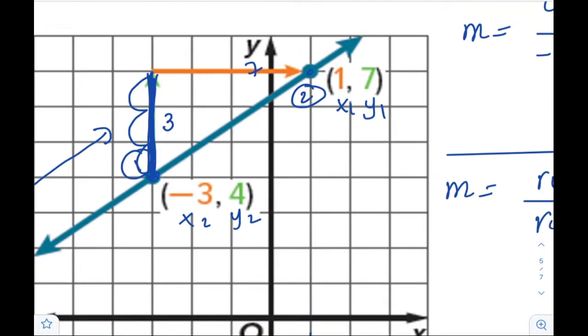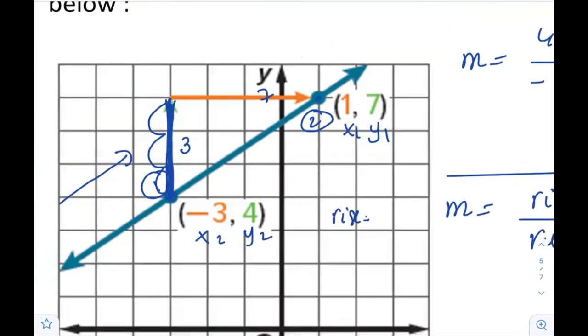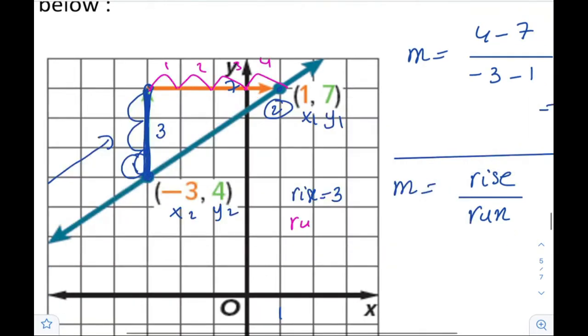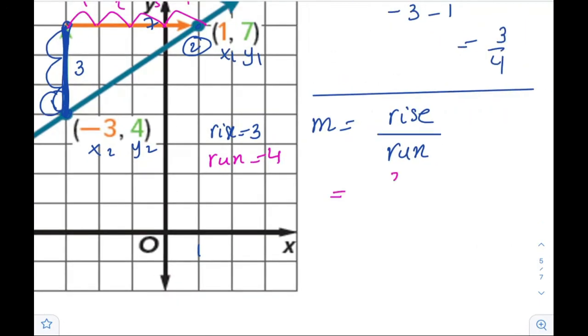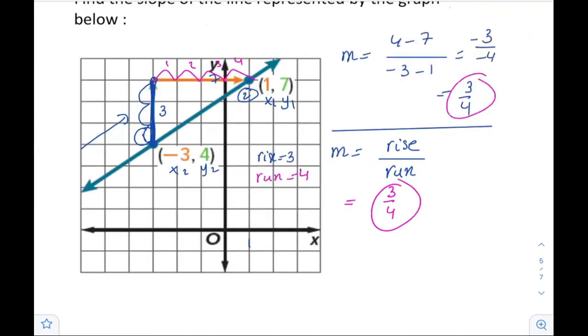So I write it here. Rise is 3. Now you will run, and usually we run horizontally. We count how many units we moved from this point to the second point. We have run 4 units. 1, 2, 3, 4. So our run here is 4. Now if you divide rise over run, it will be 3 over 4, which is exactly the same value that we obtained by finding 2 points.